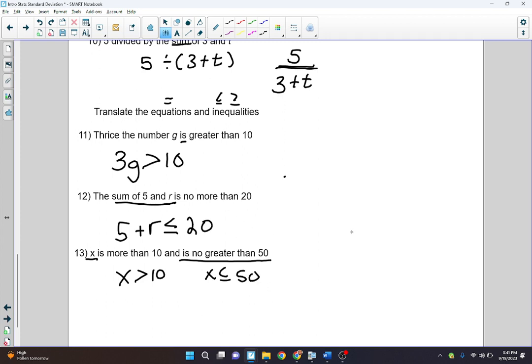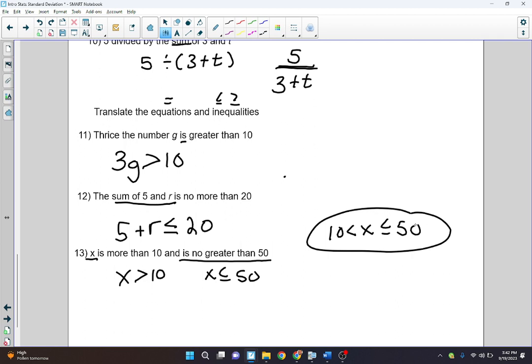So could you do 10? Which one's bigger, x or 10? X, right? Oh, it says it here. X is more than 10, so that means 10 is less than x, which is less than or equal to 50. Wonderful.